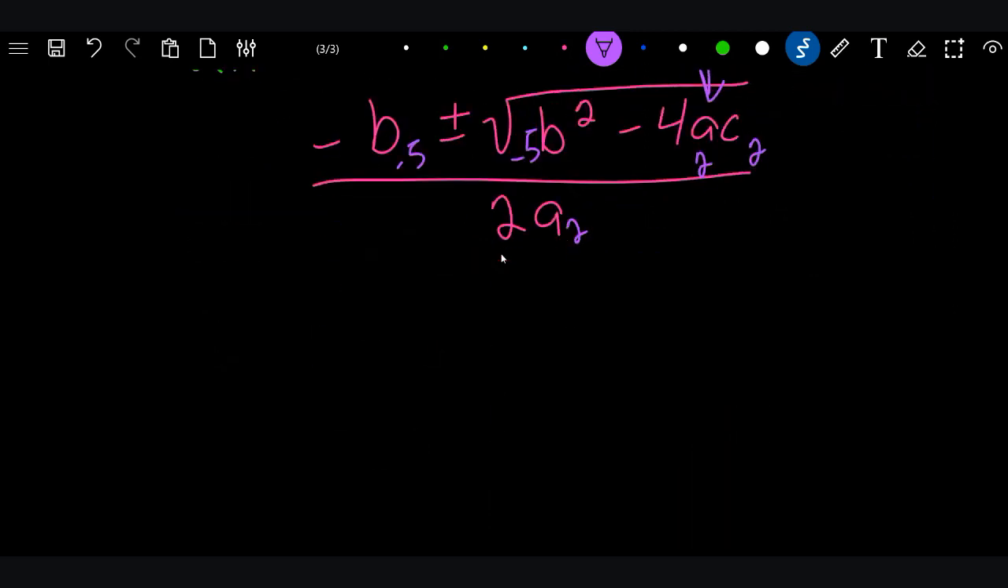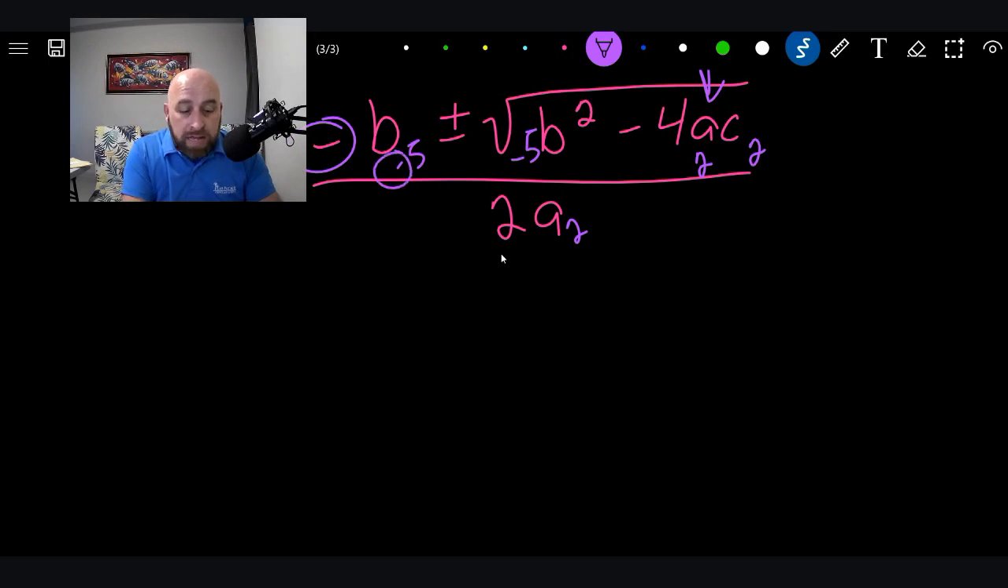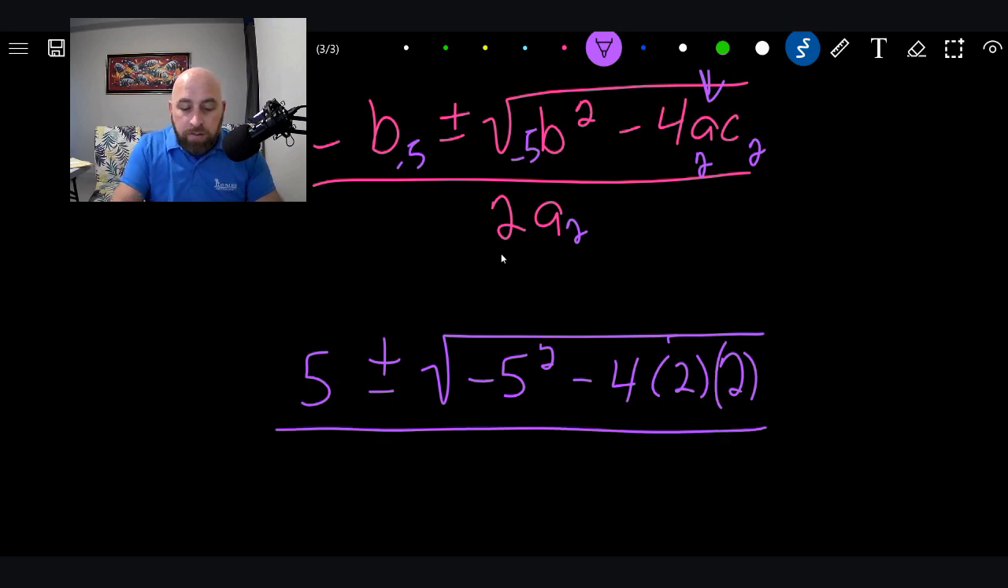All right, let's go ahead and rewrite this with just our numbers in there. So negative, negative. Look, there was already a negative in the formula. So negative, -5. What happens when we have negative, negative? We don't write it like that. Two negatives make a positive in algebra. So 5 plus minus the square root of -5 squared minus 4a, which is 2, times c, which is also 2. So there we go. And then that's going to be divided by 2 times a, which is 2.